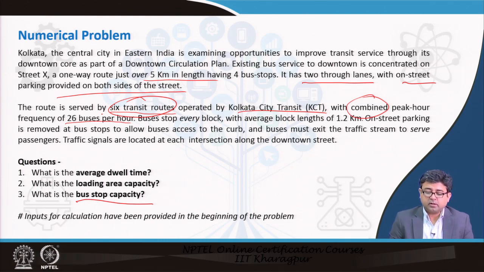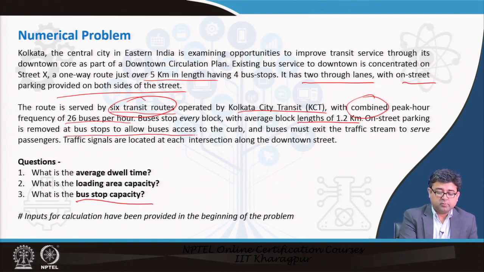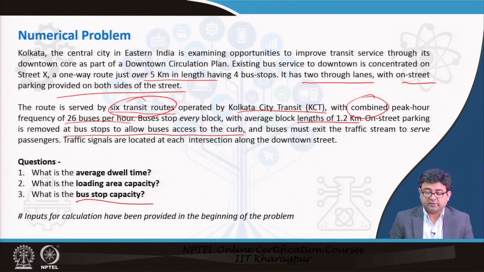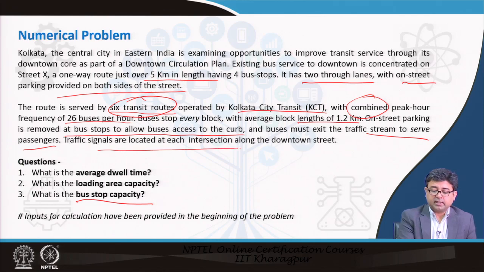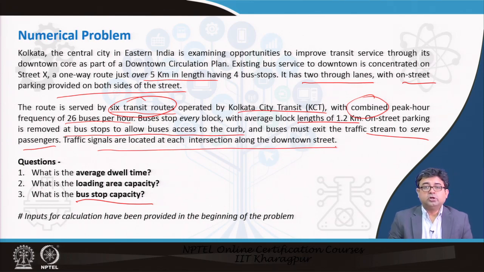Buses stop every block with an average block length of 1.2 kilometers. On street parking is removed at bus stops to allow buses to access the curb, and buses must exit the traffic stream to serve the passengers. Traffic signals are located at each intersection along the downtown street. So, this gives you the understanding of the existing situation, right.